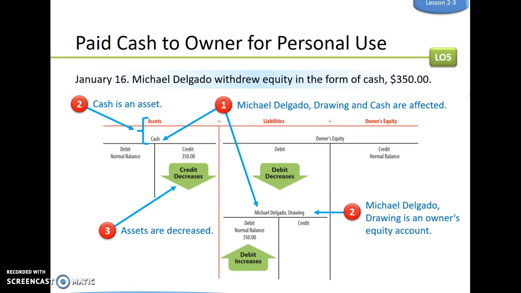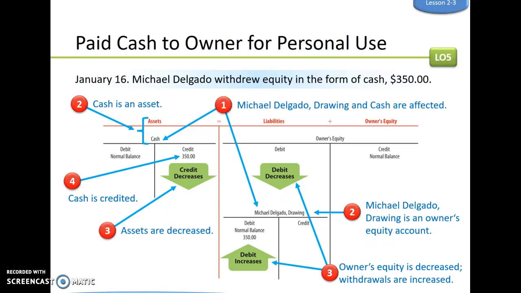How are these accounts affected? My assets are decreasing because I'm taking cash out of my assets. And your owner's equity is decreased because you're withdrawing out of your Delgado account. So you're increasing the amount of withdrawals that you have in your drawing account. Your cash is credited and your drawing is debited. Once again, you always have a debit and a credit in every transaction.